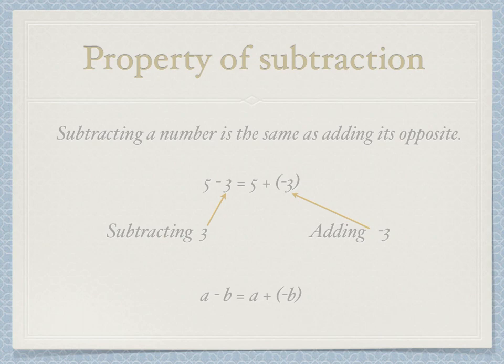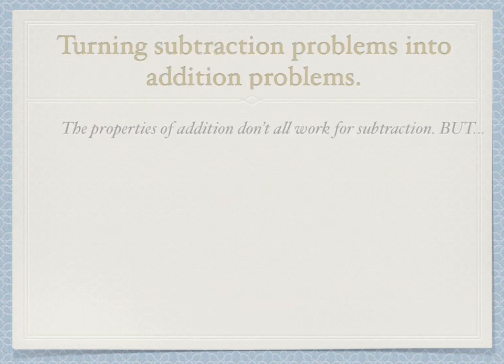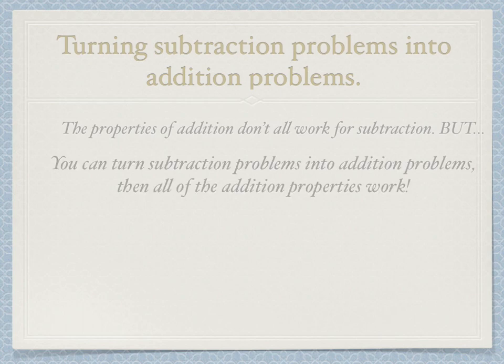In general, the way we write this property is any number a minus some other number b is the same thing as that number a plus the opposite of b. I don't say that as negative b because that little negative sign in front means we're going to switch the sign on b. If it were positive, we're going to make it negative. If it's negative, we're going to make it positive. So again, the properties of addition, like commutative and associative, they don't all work for subtraction, but you can turn subtraction problems into addition problems. Then all of those addition properties do work.